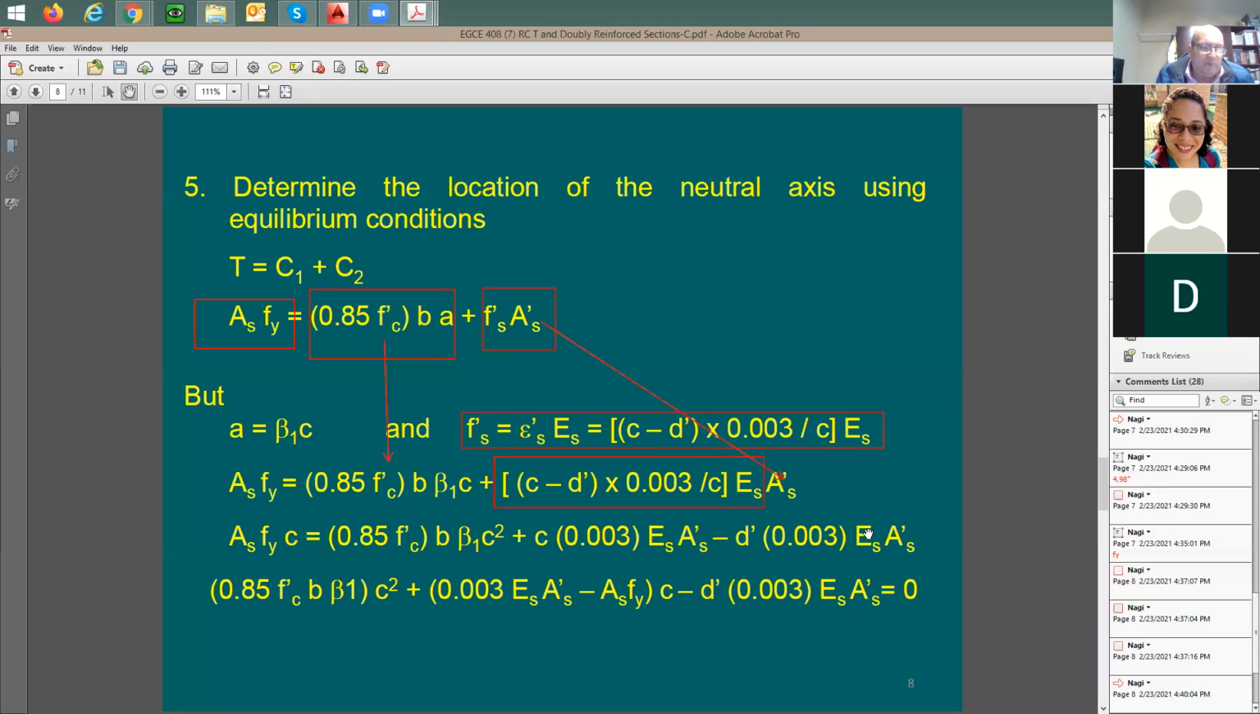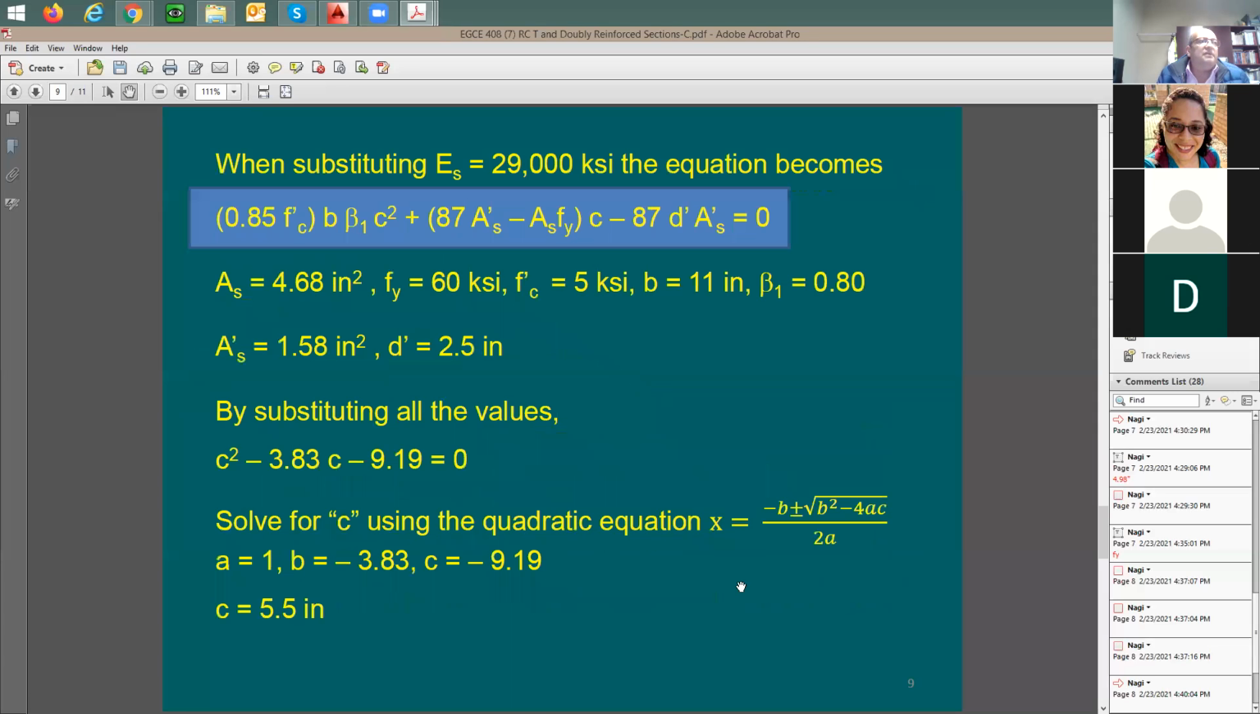Just clean it. What do you mean by cleaning it? You see here, I have c, I have divided by c. I'm going to multiply the whole equation by c. So look what happened. I'm going to have here a c squared, nothing here. So my equation is going to be in terms of c squared, c, and a constant. Let me also clean it a little bit and write all the terms.